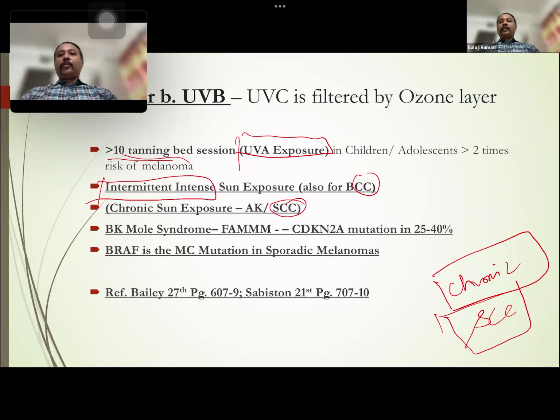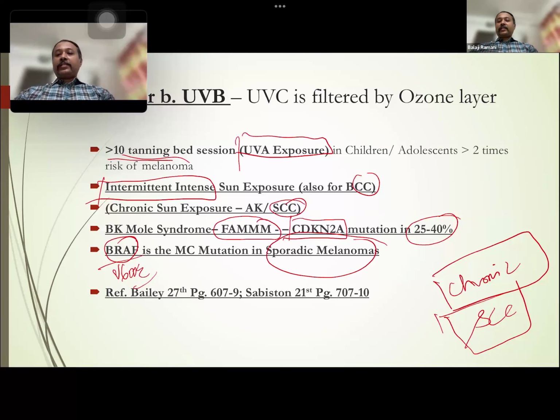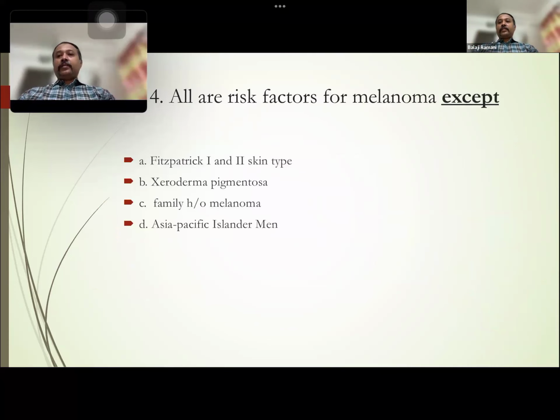The hereditary syndrome is known as your BK mole syndrome or your familial atypical multiple mole melanoma syndrome, FAMMM, associated with the CDKN2A locus. This is present in the most common form of FAMMM. And overall, which is the most common mutation in melanoma? The answer is going to be your BRAF V600E mutation. This is the most common type of mutation that you will find in your sporadic melanoma. So in inherited melanomas, the answer is CDKN2A in FAMMM, whereas in sporadic melanomas, it is going to be BRAF V600E, which is the most common type.